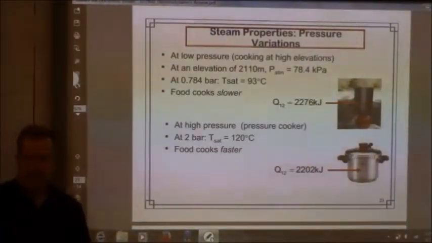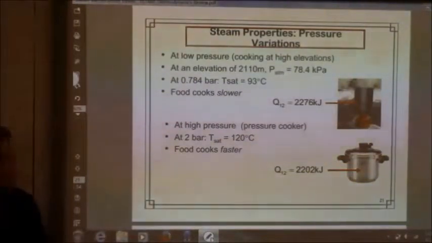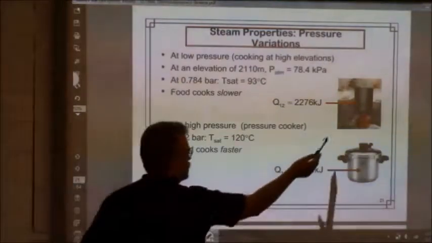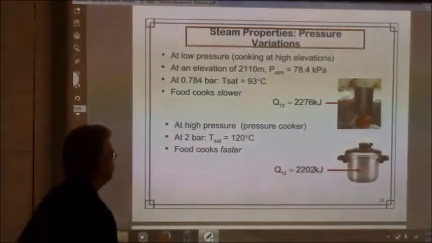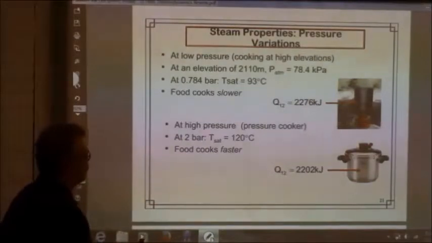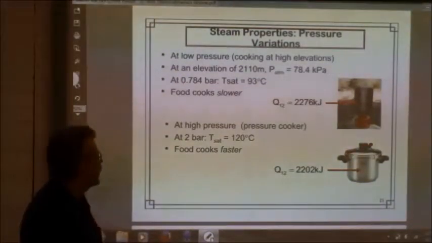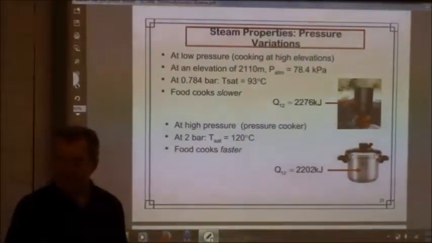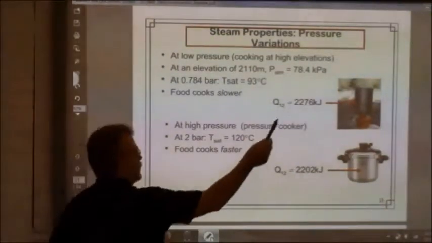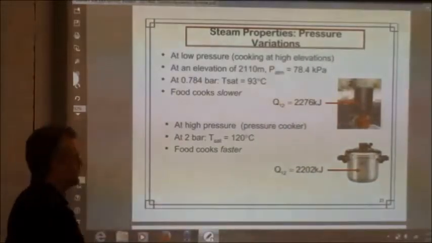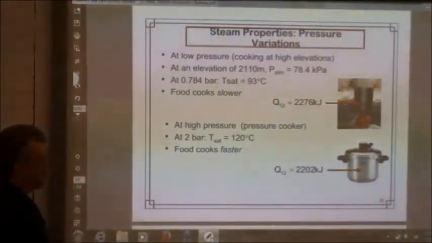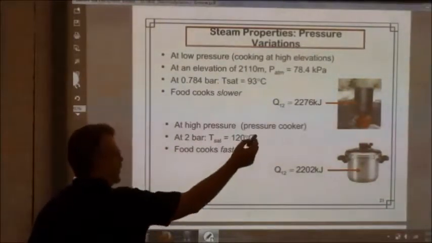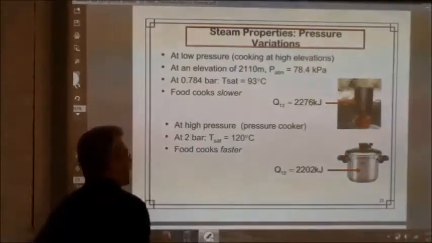Okay, now, the steam properties vary with pressure. For instance, at low pressure, cooking at high elevation, so here's some kind of a mountain cook stove, at an elevation of, for instance, 2,110 meters, which happens to be the highest point in Iceland. The pressure is 78.4 kilopascals, the atmospheric pressure, instead of 101 kilopascals. So food cooks more slowly, and it actually takes more energy.